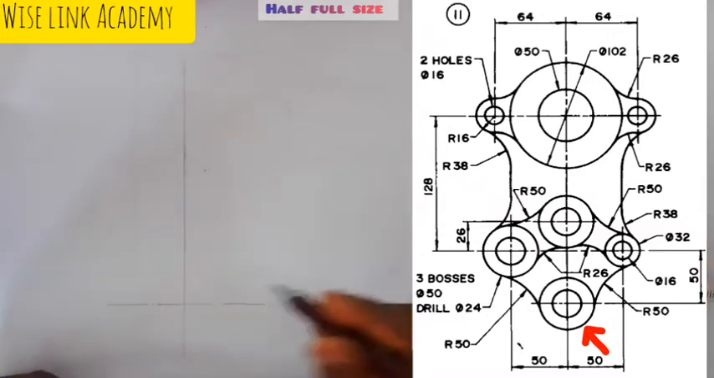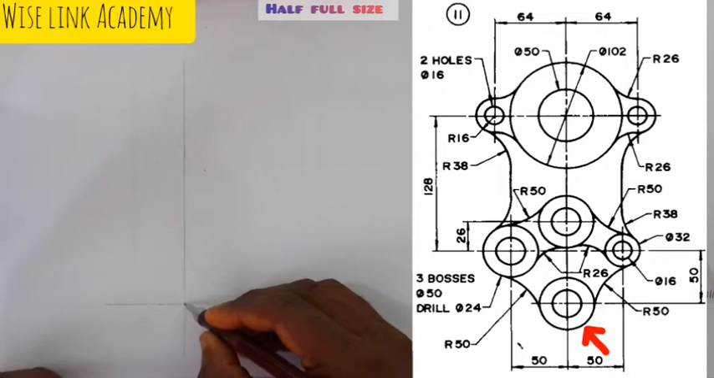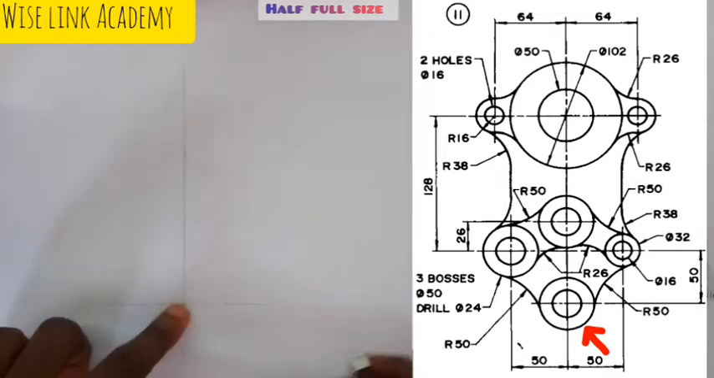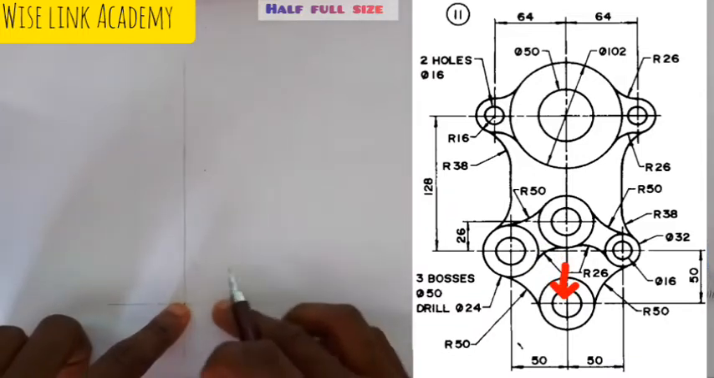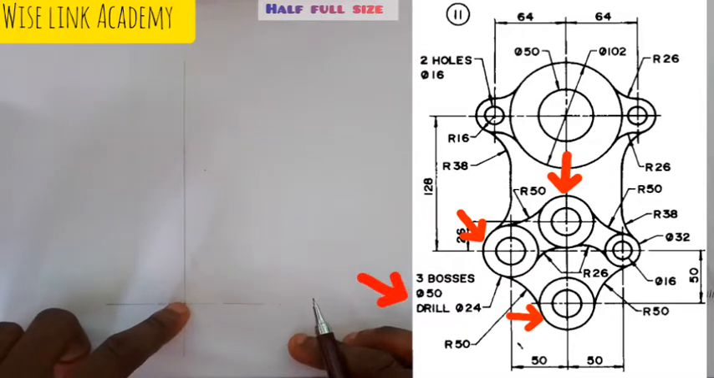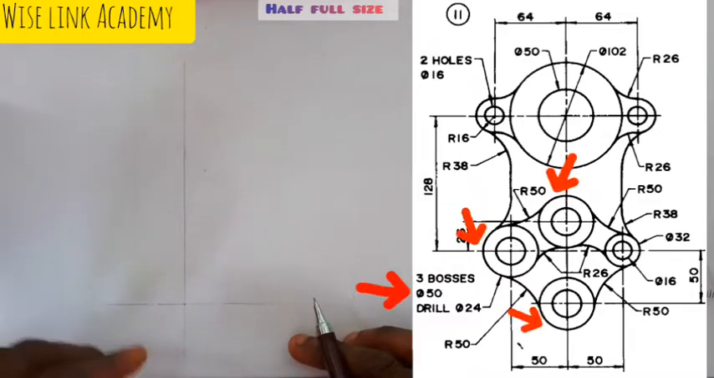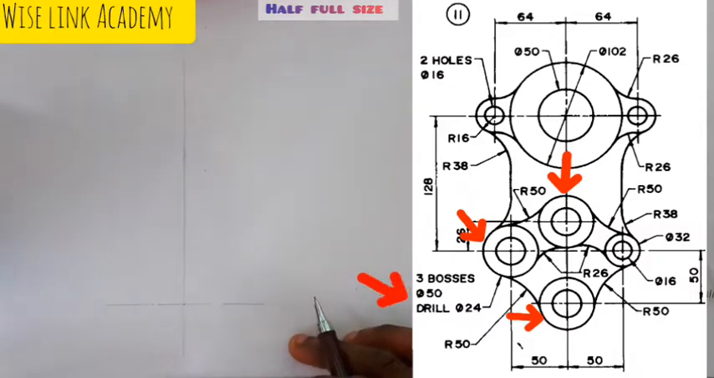So this is a center point here. At this point, the one my arrow indicates at the right corner of the screen, there is a bigger circle of diameter 50. As you can see, they said 3 bosses, diameter of 50, and drill diameter of 24. So note that we're using half full size. I'm not using 50 diameter; rather, I'm using 25 diameter.